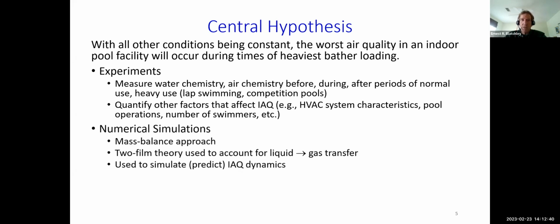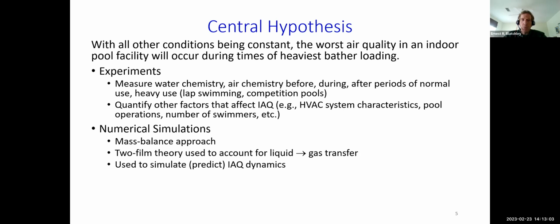We used the information from these experiments to develop a mathematical model. That mathematical model allows us to numerically simulate this dynamic behavior that we care about. These numerical simulations, or this modeling that I'm going to talk about in the second half of this presentation, is based on a conventional mass balance approach.